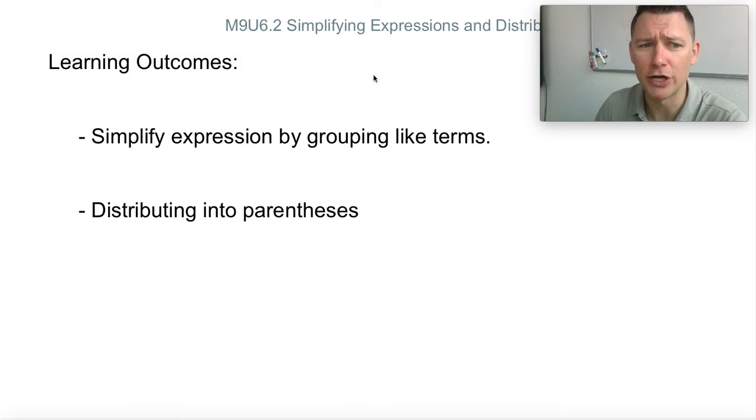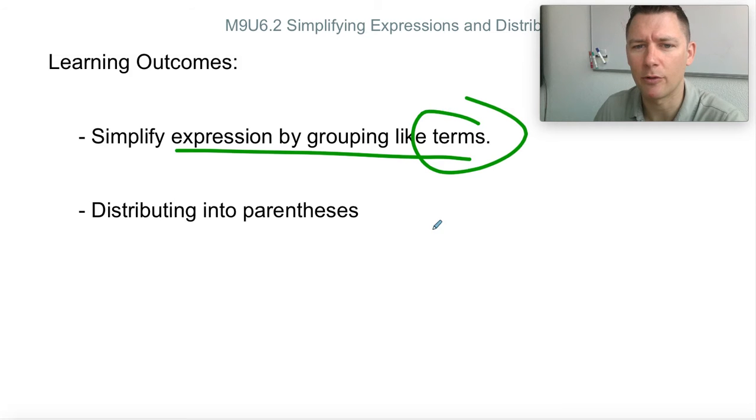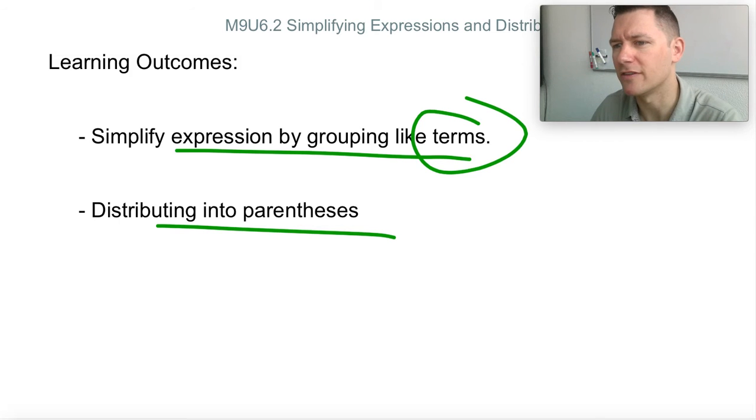Today, our learning outcomes, what I would like you to be able to do is simplify expressions by grouping like terms. We got to figure out what like terms are, and also to be able to distribute numbers into parentheses, monomials into parentheses. So let's get started.